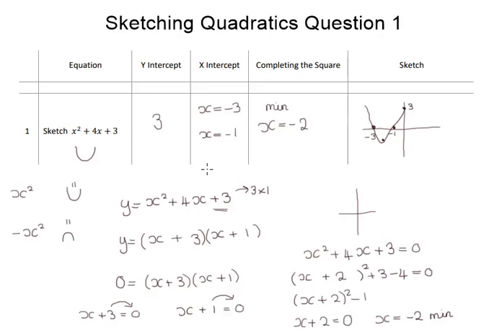I hope that all made sense. That requires a lot of knowledge about quadratics. If you struggled with any of that, please take a look at my completing the square and solving quadratics tutorial.